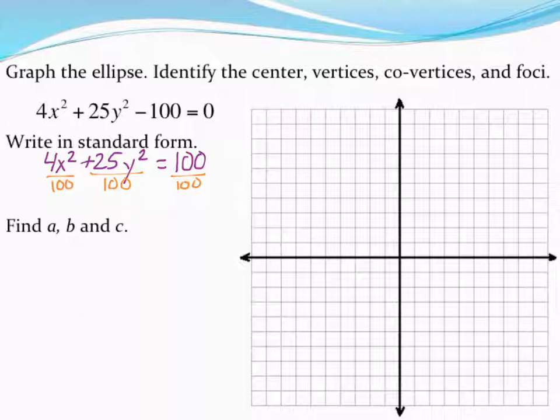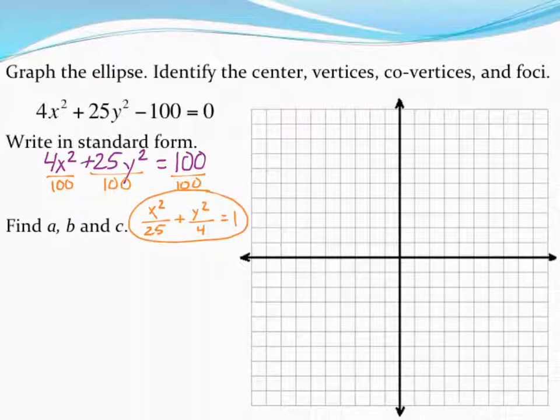So 4 over 100 is the same thing as 1 over 25 if we simplify. So that becomes just x squared over 25, which is looking more like we expect an equation of an ellipse to look like. Second fraction is 25 over 100. That fraction simplifies to 1 over 4, so y squared over 4. And of course 100 divided by 100 is just 1. And so voila, just like that, we're now in standard form.